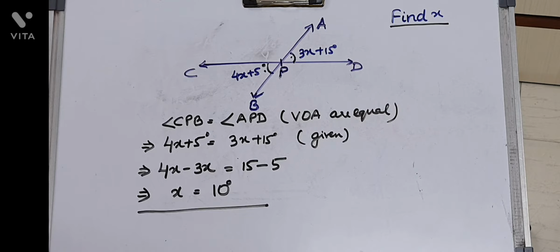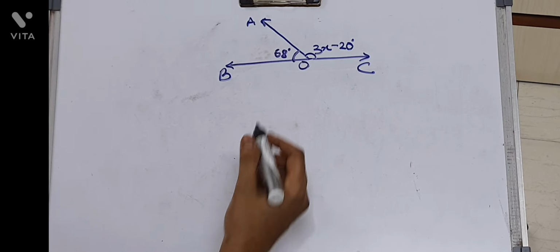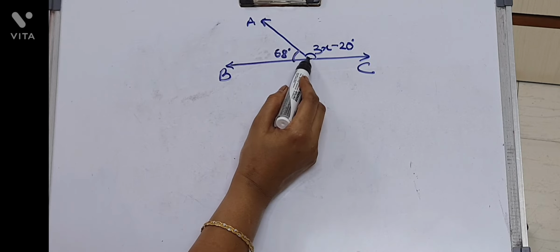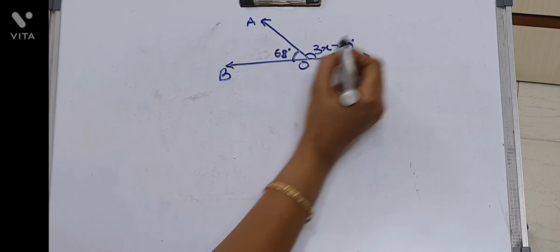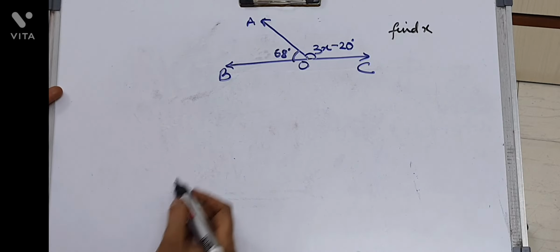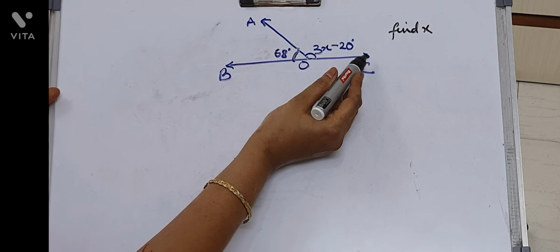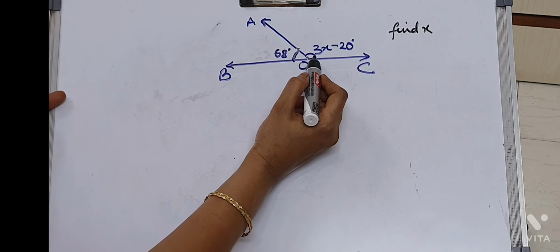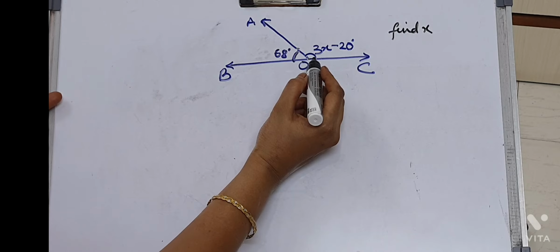Now let's do the other question. This is the next question here. Here there is a line BC on which another line is intersecting at a point O. So we can see how we will find the value of x. Now we can see this is a nearby angle. Also this is a straight line, so the sum of angles on a straight line is 180 degrees. And it also fulfills the property of adjacent angles.